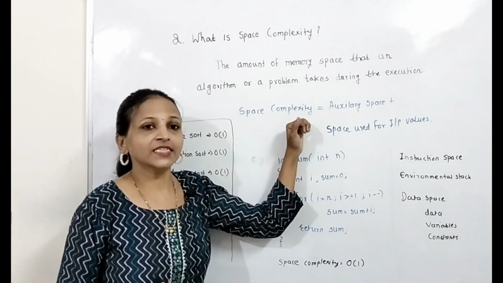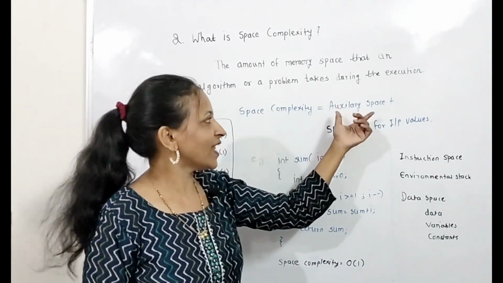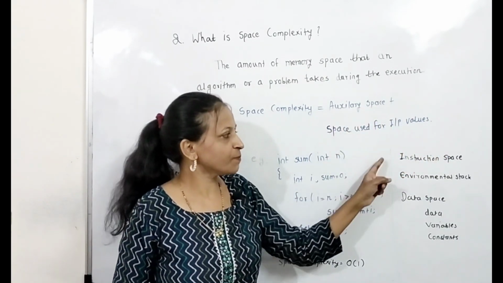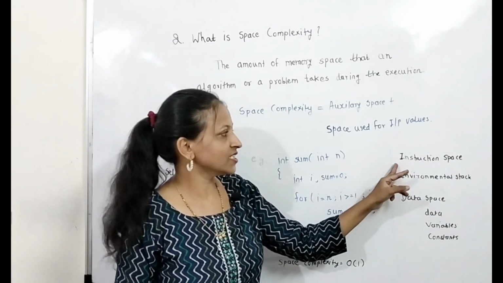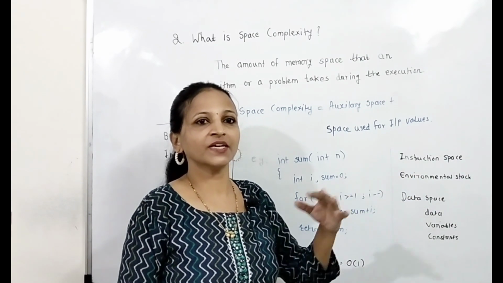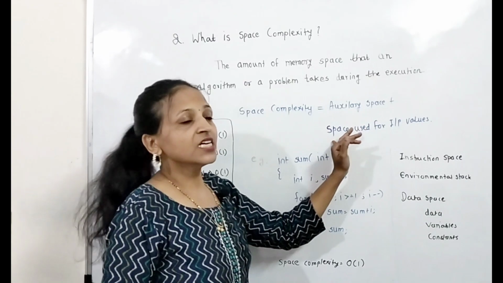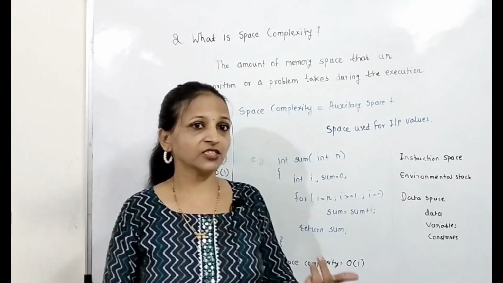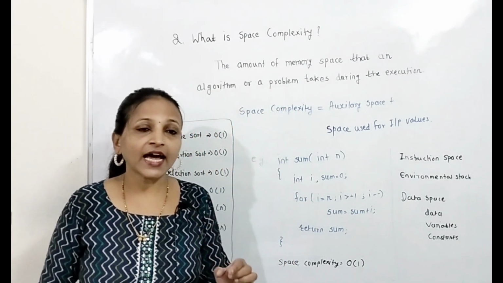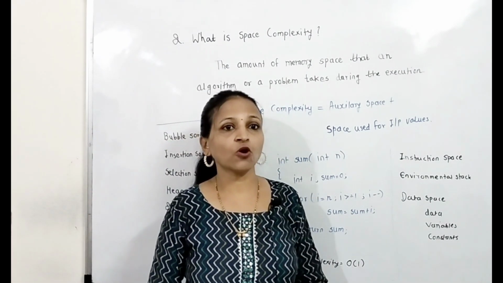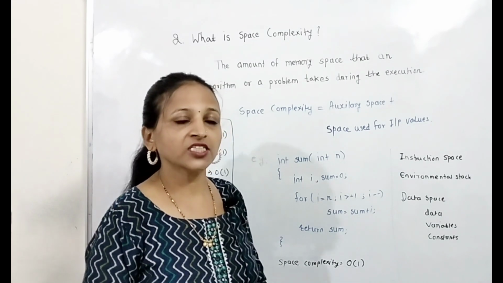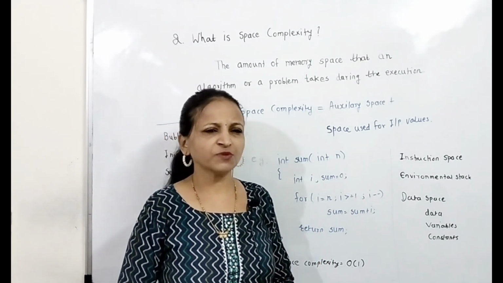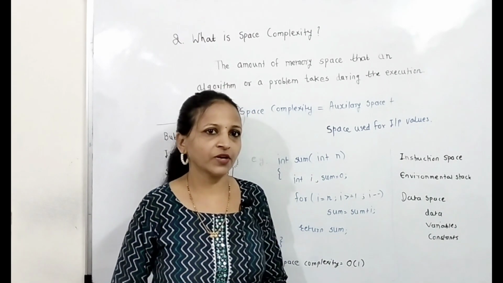Space complexity can be calculated with the help of the formula: auxiliary space plus space used for input values. Auxiliary space means this whole part, that is instruction space, environmental space, variable space, and constants, plus the space used for input values. Normally space complexity, or time complexity, we have to calculate in terms of big O notation. Big O notation is for calculating worst case complexity. Worst case means the maximum requirement.